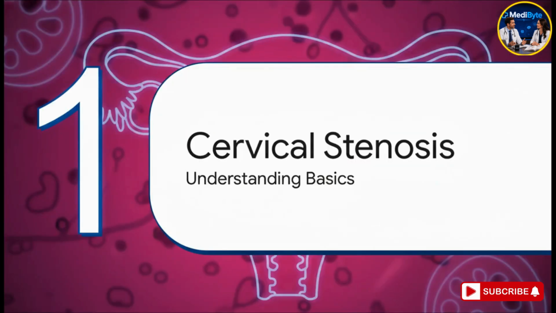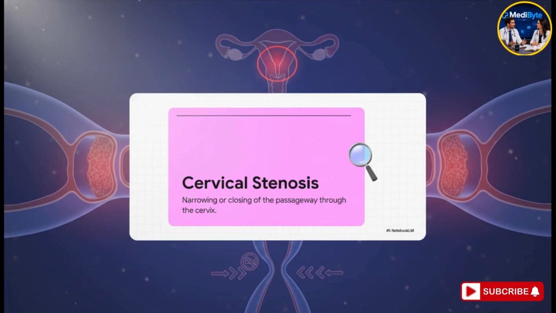Part 1. Understanding cervical stenosis. Okay, to really grasp this, we first need to pinpoint the cervix. It's the lower part of the uterus, and it basically acts as a vital gateway to the vagina. So what happens when this gateway malfunctions? Well, by definition, cervical stenosis is the narrowing or complete closing of this exact passageway. It's super important to understand that this is fundamentally a mechanical, physical blockage issue. The literal tunnel from the vagina to the main body of the uterus just becomes restricted.